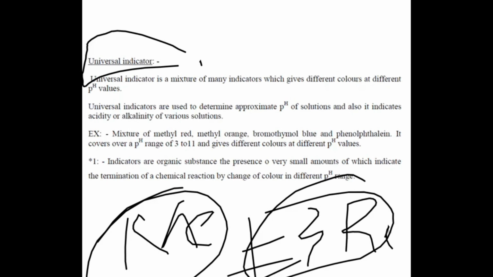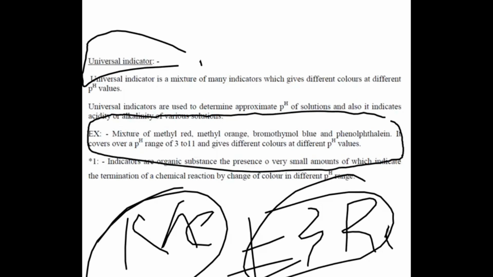So a mixture of methyl red, methyl orange, bromothymol blue, phenolphthalein covers the overall pH range from 3 to 11, what I have explained here. So that is the example they have given. A mixture of 3 or 4 indicators: methyl red, methyl orange, bromothymol blue, phenolphthalein. It covers the range of pH from 3 to 11. All the pH range will be covered by the mixture of these indicators. So that is what is known as universal indicators.